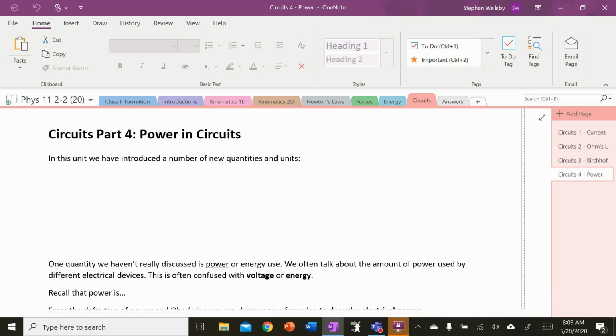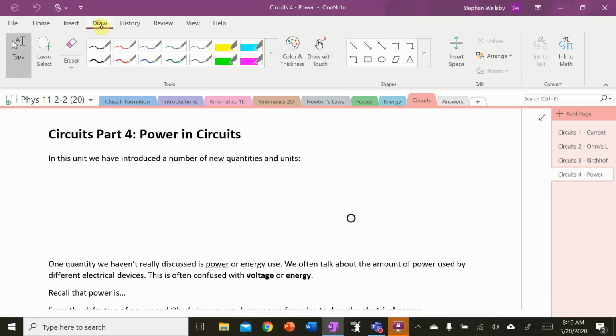We are now working on circuits part 4, and today we're going to be discussing electricity or electrical energy and electrical power in circuits. So far this unit in our first three classes, we've introduced a few different quantities and units.